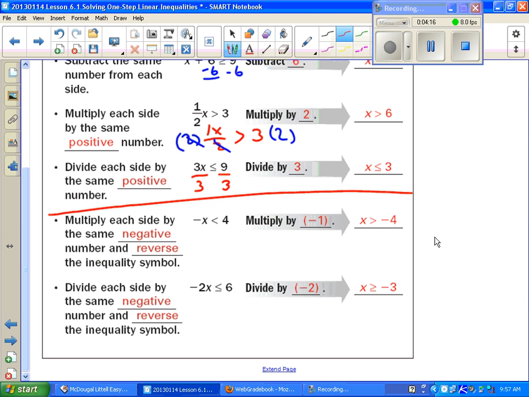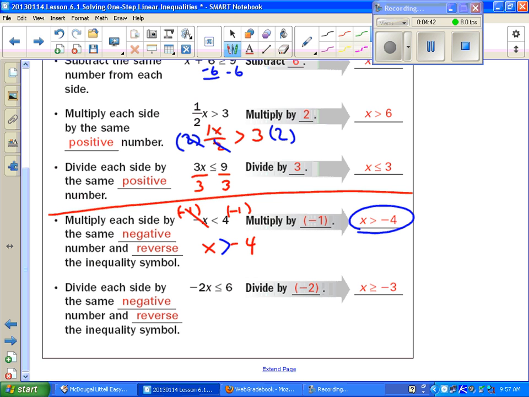So negative 1 times x, you multiply by negative 1. You multiply both of them by negative 1. When you're multiplying by a negative 1, it'll cancel this out and leave you with x. And 4 times negative 1 will be a negative 4. But since you're multiplying by a negative 1, you have to reverse the symbol from less than to greater than. So x is greater than negative 4.